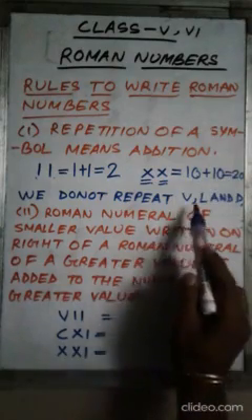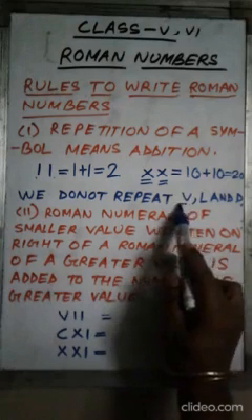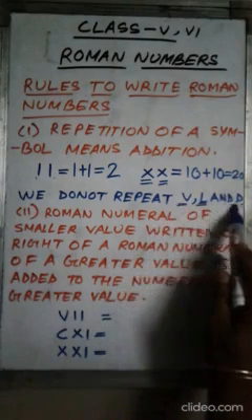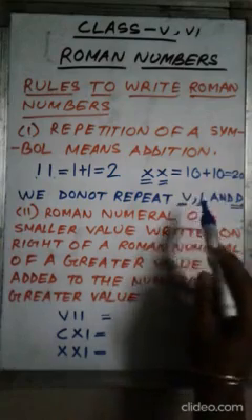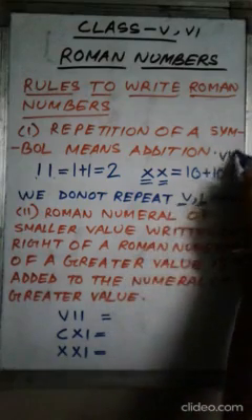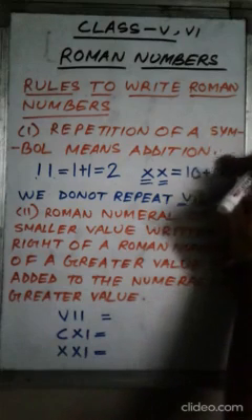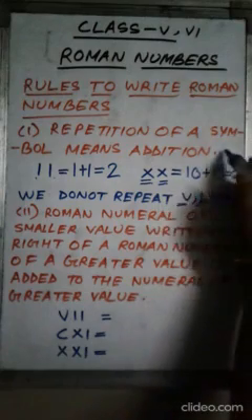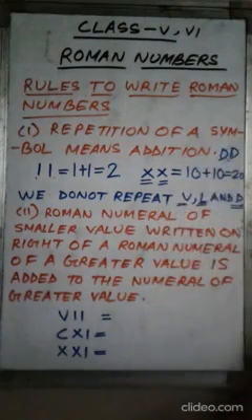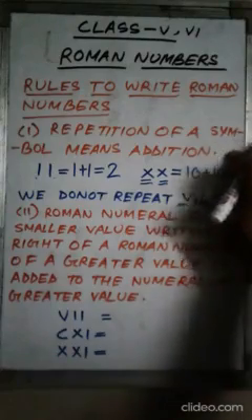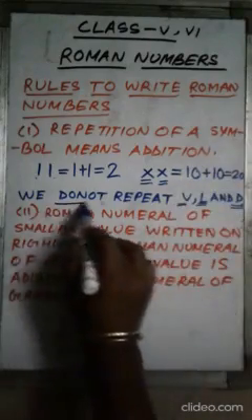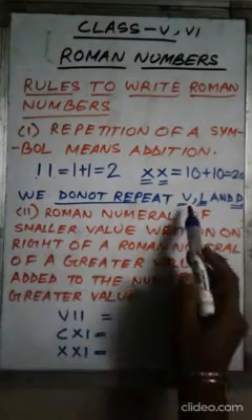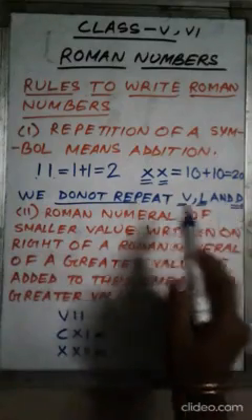We do not repeat the symbols V, L and D. We do not write VV like this. We do not write LL. We do not write DD. So you have to remember this. We do not repeat symbols V, L and D.